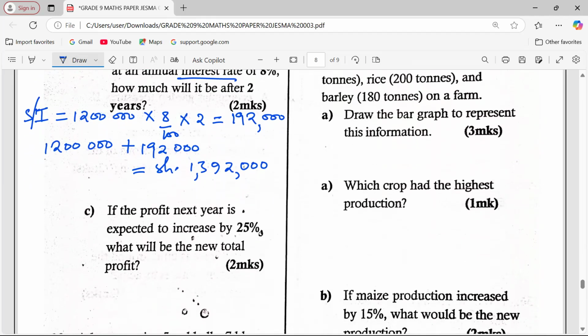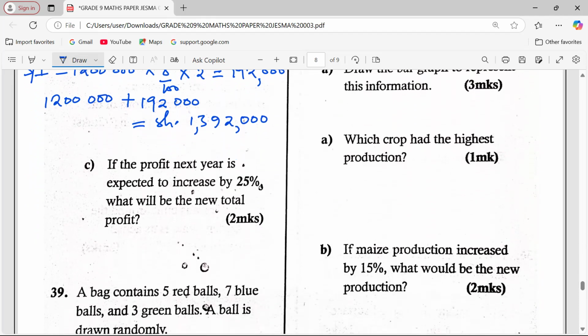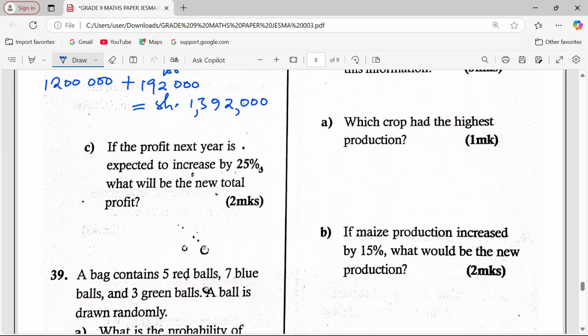Then we check part C now. If the profit next year is expected to increase by 25%, what will be the new total profit? To increase by 25 means it becomes 125% of what we are having now. And you know, we are having 7.2 million. So we multiply 7.2 million by 125%. So the new profit is expected to be 9 million.